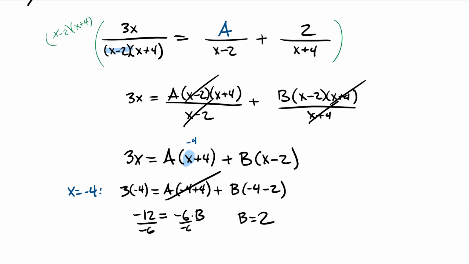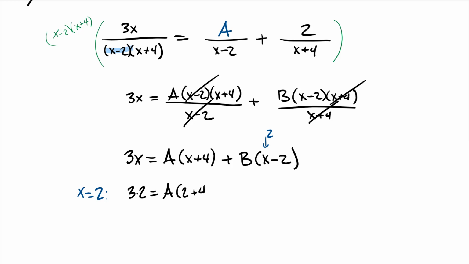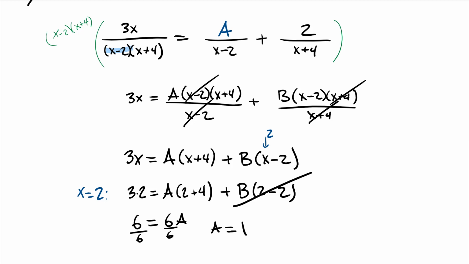B is 2. Now we need to solve for A. So let's use that same trick. Let's get rid of all that. Let's just do right below. Now we want to get rid of the B, so what would be a good choice of x? 2. So we're going to plug that in. So we're going to get 3 times 2 is equal to A times 2 plus 4 plus B times 2 minus 2, but that's just 0. It goes away. So we have 6 is equal to 6A. Divide by 6, divide by 6, and A is equal to 1.